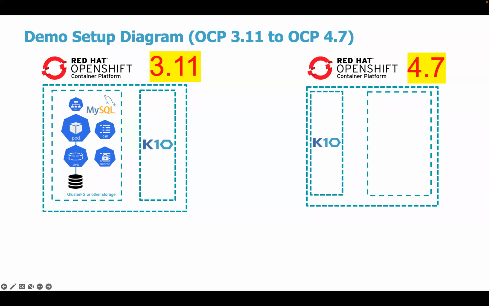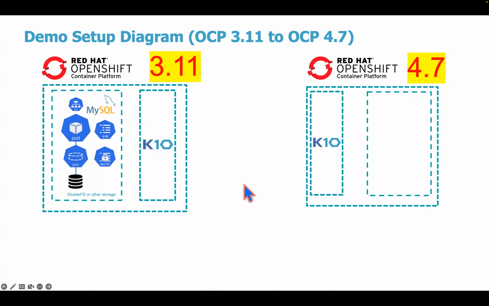On the left-hand side, you can see I have my MySQL database application running here, including all the resources and objects supporting the application. In this case, I was using GlusterFS as the storage, but technically, you can use other storage too. And I have Kasten K10. That's the tool we are using here to migrate the containers, in this case MySQL, from 3.11 to 4.7.